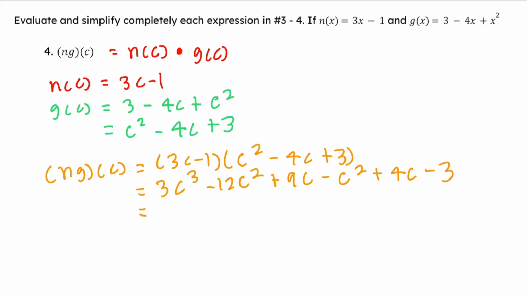Now we have some like terms that we're going to combine. As we can see here, this negative 12c squared and this negative c squared can combine. And then this 9c and this 4c can combine as well. So our final answer for problem 4 is going to be 3c cubed, and then negative 12c squared minus c squared is negative 13c squared. And then 9c plus 4c is positive 13c, and then minus 3. There's no term to combine with the 3c cubed, or any other number to combine with the negative 3. So that'll be our final answer for problem 4.